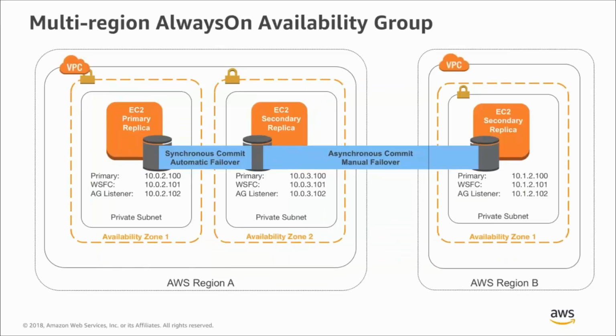Now we have some customers that want to build global infrastructure, and they need to be highly available across multiple regions. Always-on availability groups also gives you that functionality. So you can set up always-on, just like we did in the previous slide, in one region, and you can have synchronous failover or synchronous commit within that region. But then you can also set up an asynchronous commit to a different region. So in this case, if there was a failure at the region level, you could still fail over to a completely separate region.